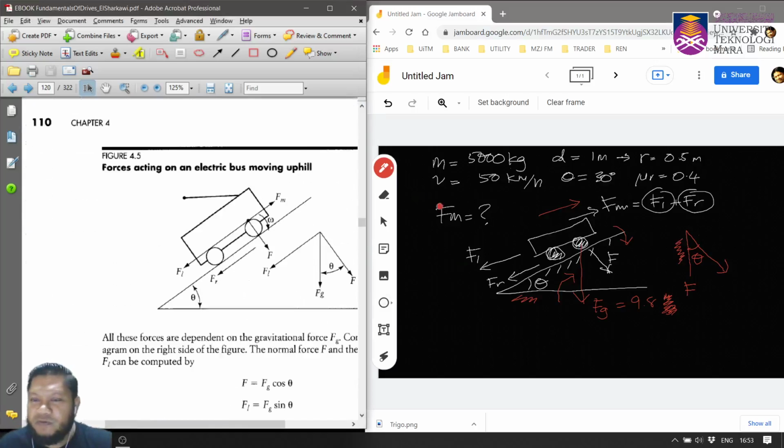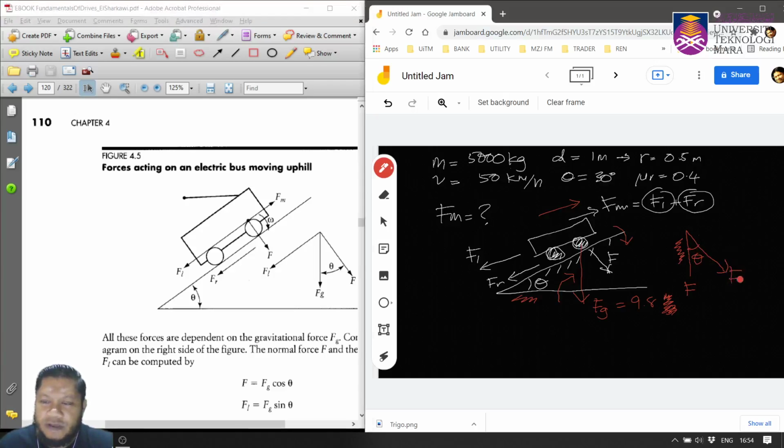So if you move, then this is F, and this is Fg, the gravitational pull here. Then you have your angle again. So the angle equals that angle. This angle equals that particular angle.